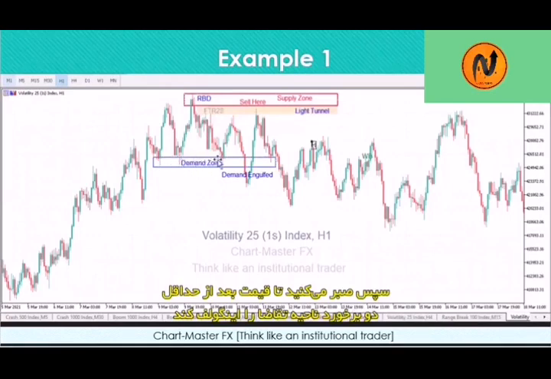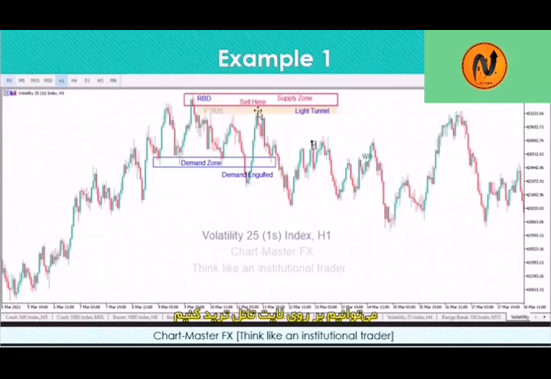Once we have that condition, then we know that as the price comes back to this light tunnel, that's where you can place your trade here and put your stop loss just above the gap area of the RBD. So here your target profit will be here, which is the depth of engulfment. So here that's where you can take your profit. So this is example number 1. So let's go to example number 2.